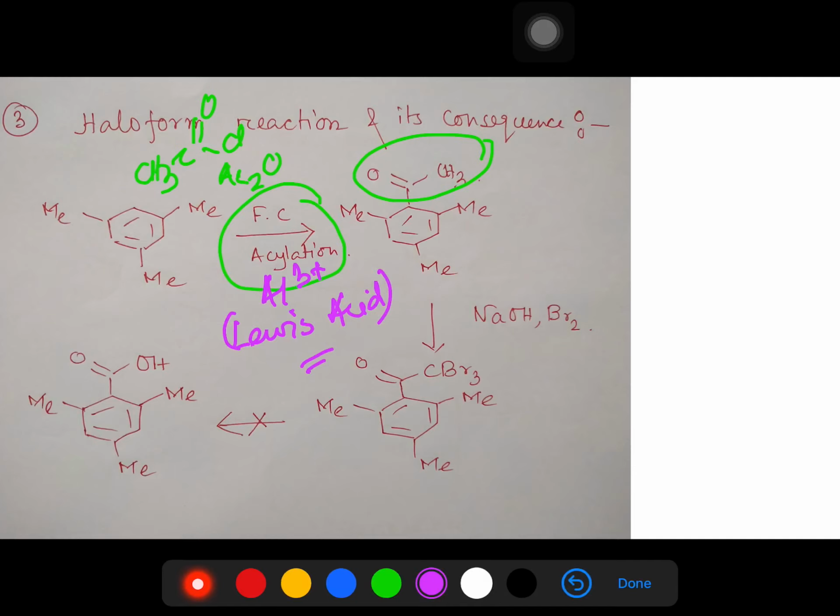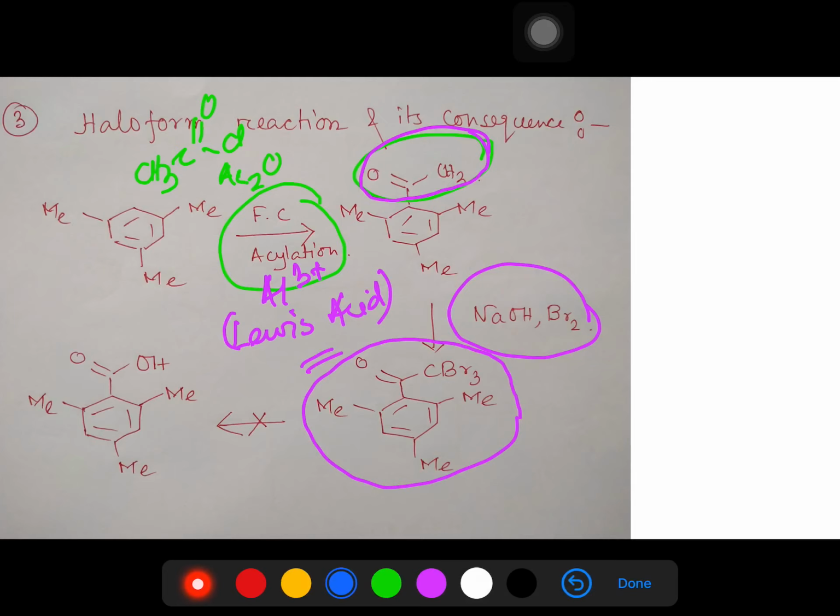So this part is keto, so this is actually a ketomethyl group. Now in the presence of sodium hydroxide and bromine, it undergoes bromination, and we know that bromination of a ketone under alkaline condition results in tribromination, or maximum bromination. So here the reaction proceeds up to the tribromination state. Okay, fine, that's very good.